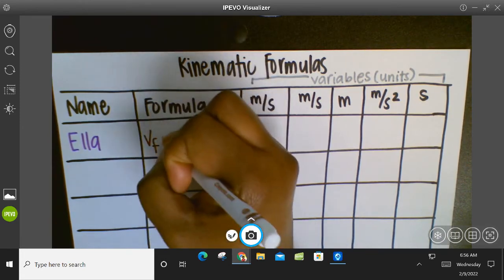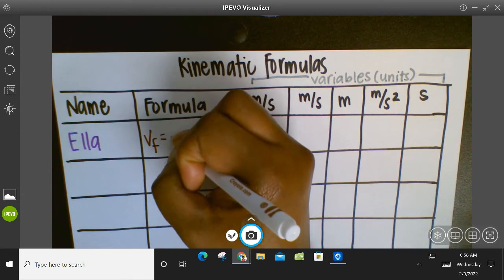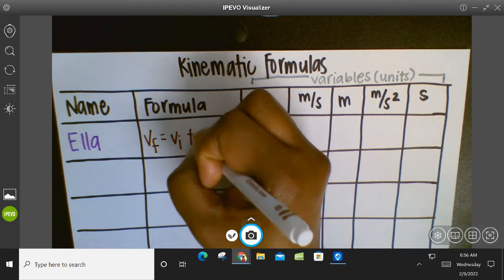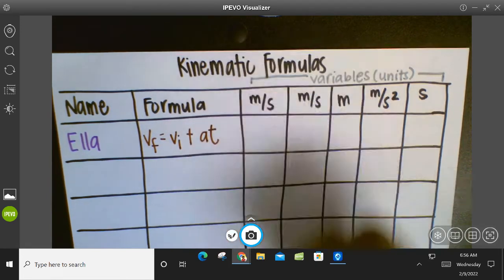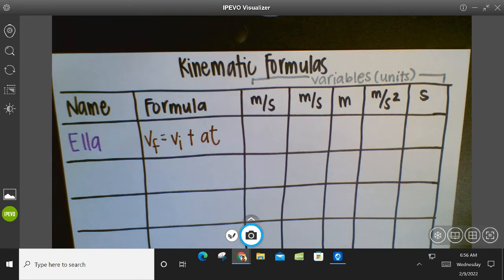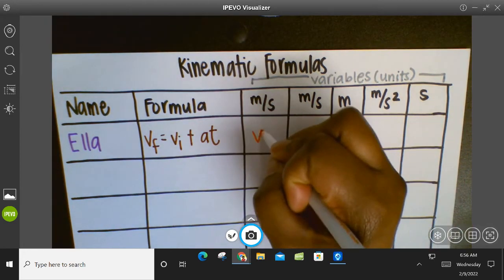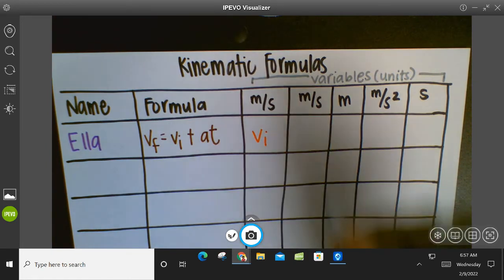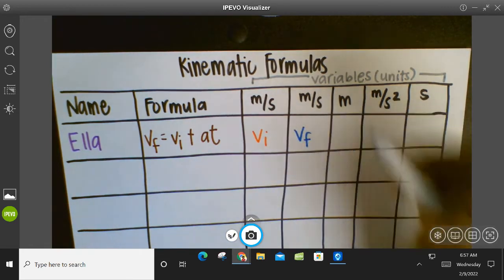And Ella, in the standard form, if you will, is written this way: VF, which is final velocity, equals VI, initial velocity, plus acceleration times time. Okay? And so if I look at what I am given, meters per second, hopefully at this point we all recognize that meters per second is a unit for velocity, so VI. Okay. If we look at the second one, meters per second, is also a unit for velocity. And guess what? We have VF, the final velocity.